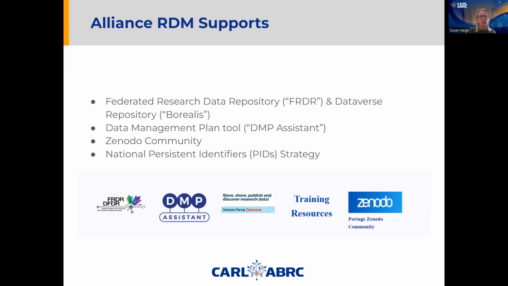So some of the things that are currently supported in that context, there are two general repositories, somewhat distinguished. One is the Federated Research Data Repository. We call it FRDR. And then there is a Dataverse repository. We call it Borealis. Borealis is more based in the libraries. There's a national instance at University of Toronto that is used by anybody who wishes to use it, and so is for usually slightly smaller data sets in the social sciences and humanities primarily.